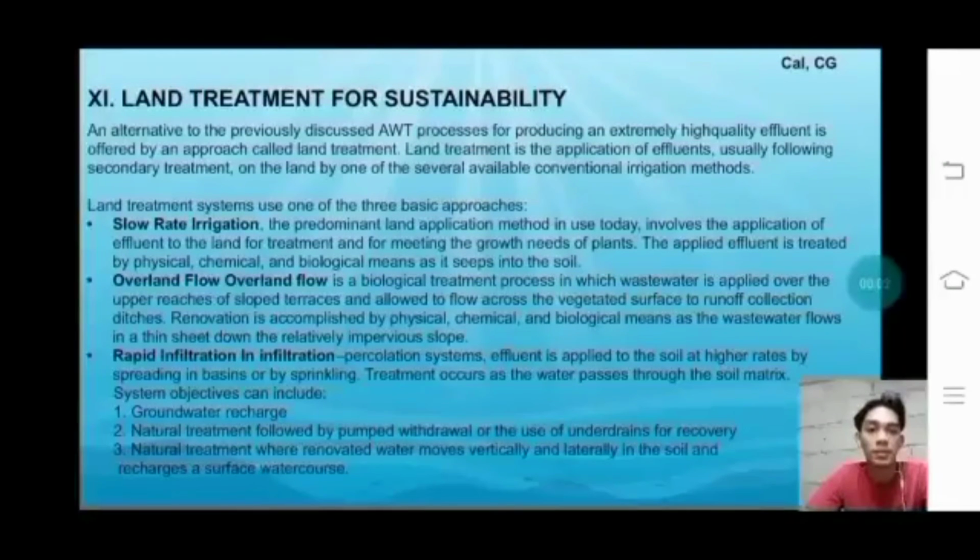Land treatment systems use one of three basic approaches: 1. Slow-rate irrigation, 2. Overland flow, 3. Rapid infiltration. Slow-rate irrigation, the predominant land application method in use today, involves the application of effluent to the land for treatment and for meeting the growth needs of plants.